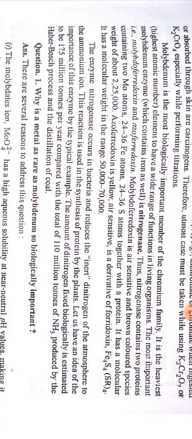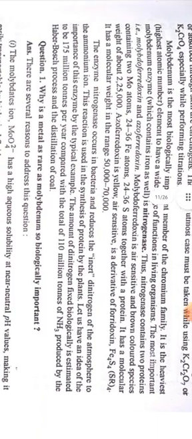Molybdenum ferredoxin is an air-sensitive, brown-colored species containing two molybdenum atoms, 24-36 iron atoms, and 24-36 sulfur atoms together in a protein. It has a molecular weight of about 225,000. Azoferredoxin is yellow, air sensitive, and is a derivative of ferredoxin, Fe4S4(SR)4. It has a molecular weight in the range of 50,000 to 70,000.